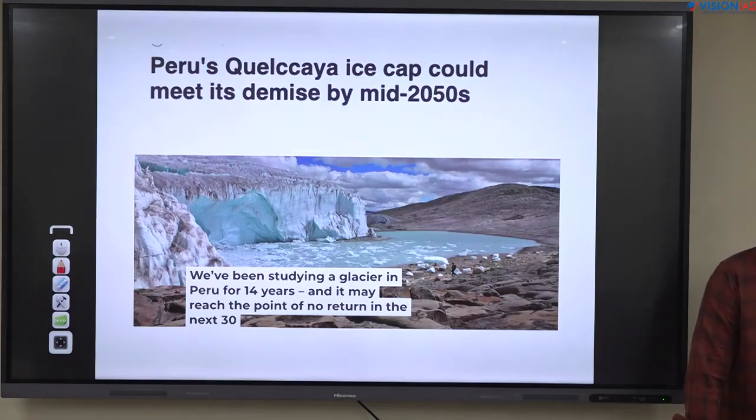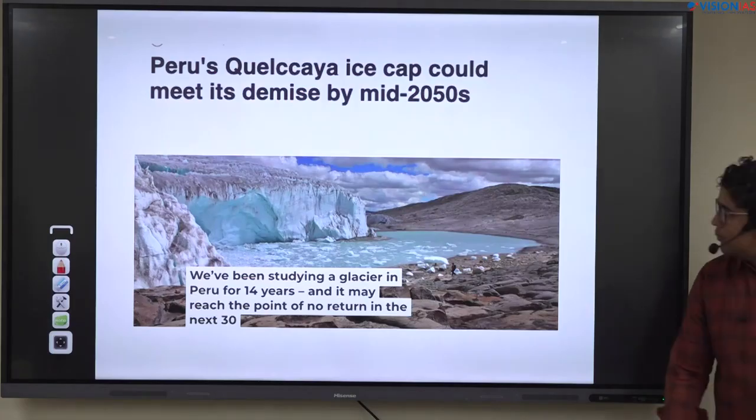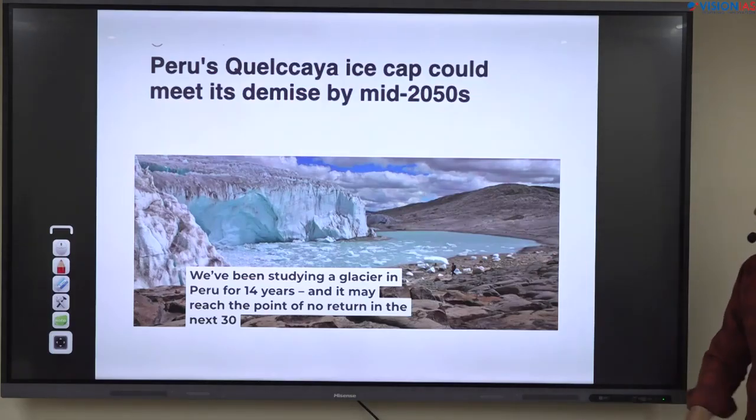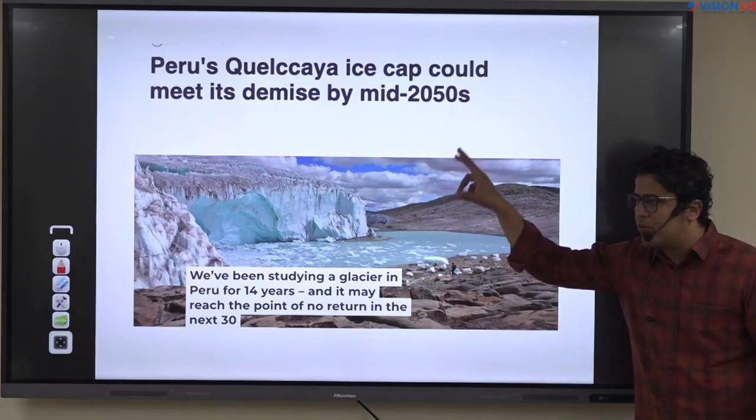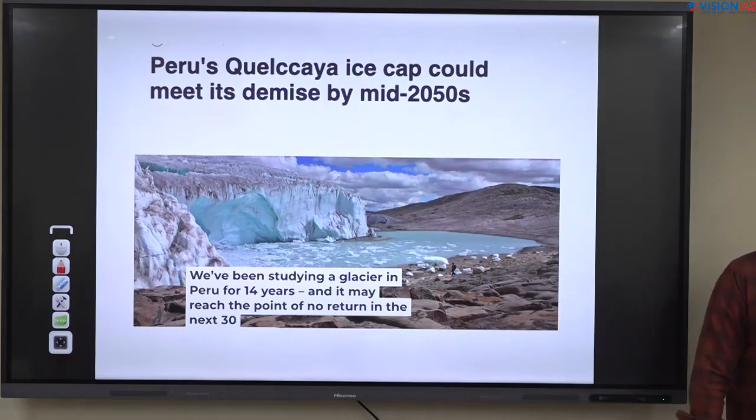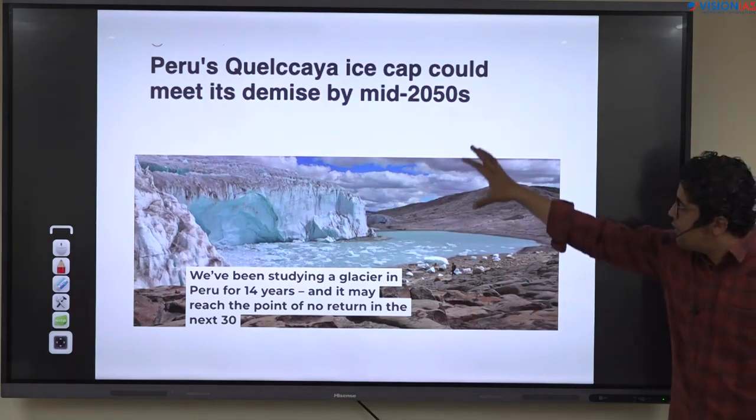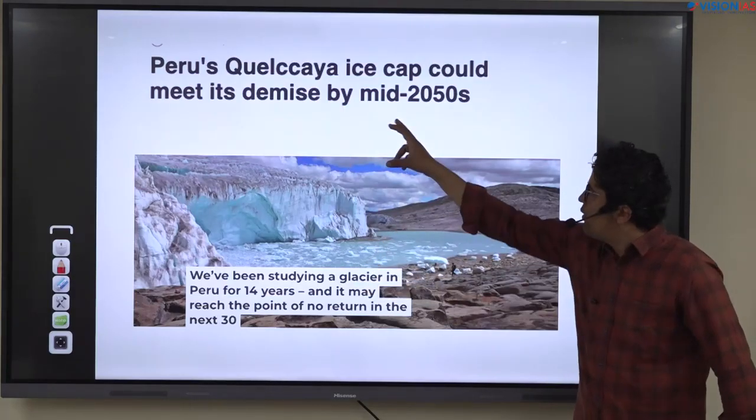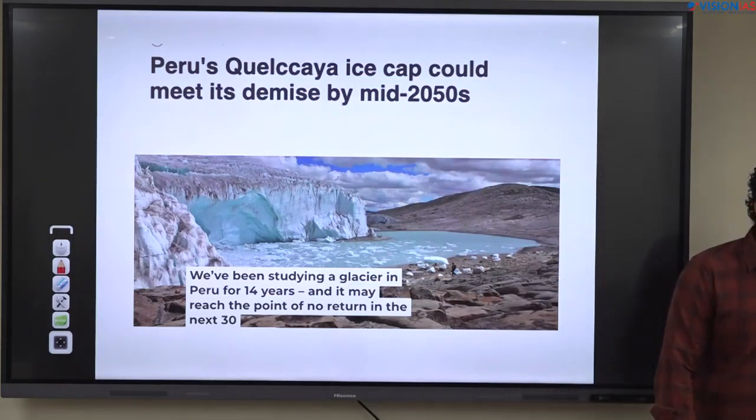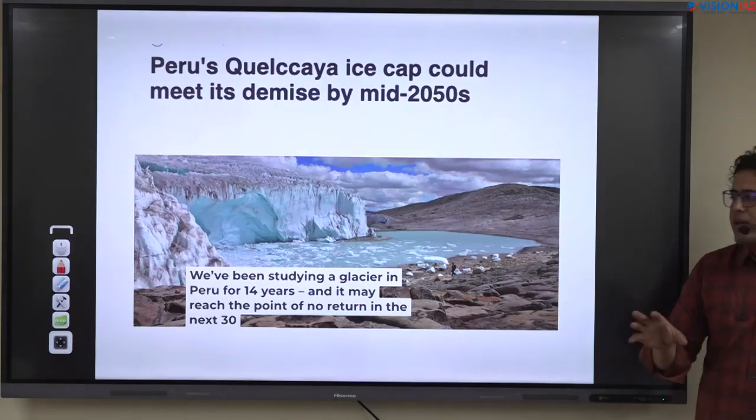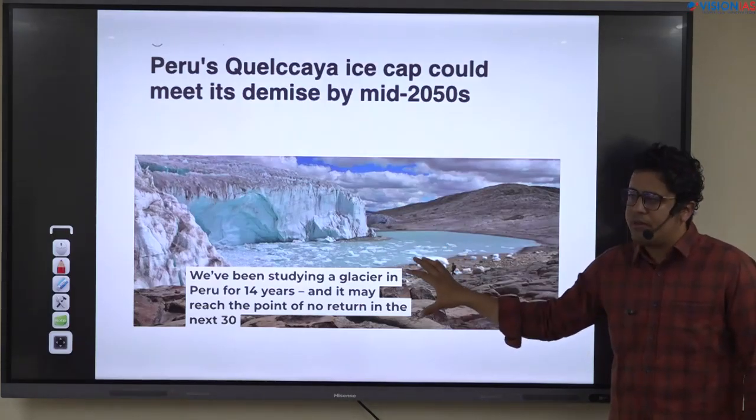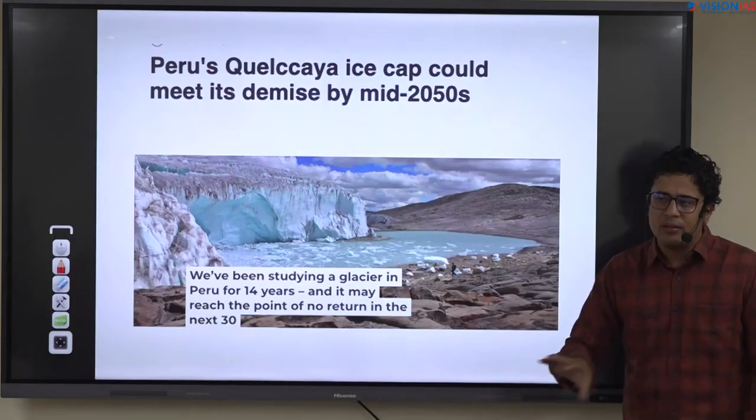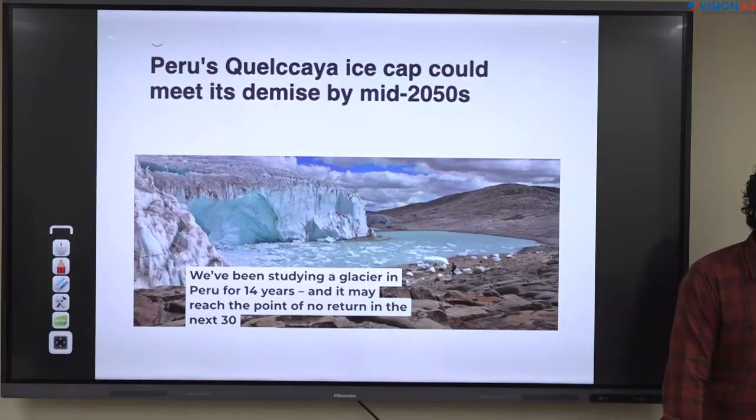Okay, look at this image. Peru's Quelccaya ice cap. So this place is in Peru. Quelccaya Glacier, Quelccaya ice cap. It's a very big glacier. But experts say that at the rate at which this glacier is melting, it will completely end by the year 2050. So by the year 2050, no glacier would be left. No sign would be left. The glacier would be completely gone.